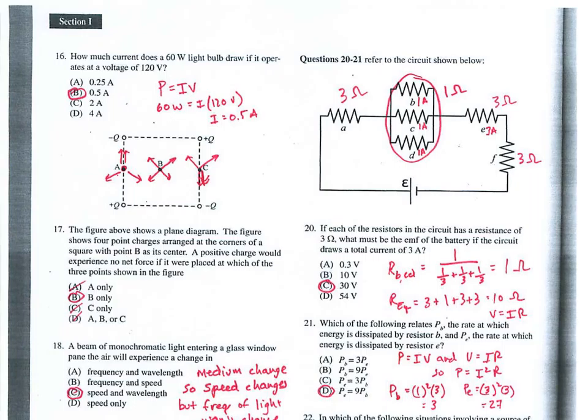Number 16 is a straight power equals current times voltage problem. So we know the light bulb has a power rating of 60 watts, 120 volt outlet, so 60 divided by 120 volts gives us a current of 0.5 amps.